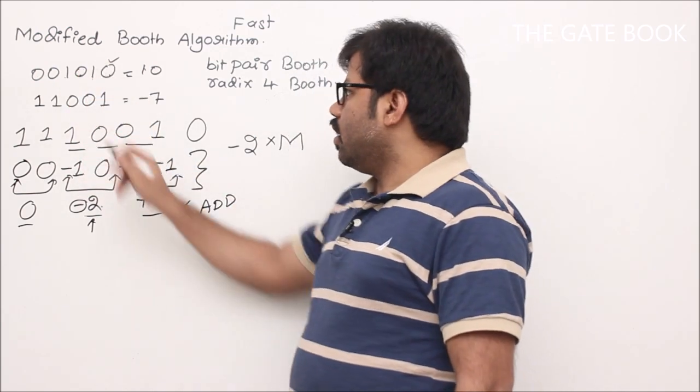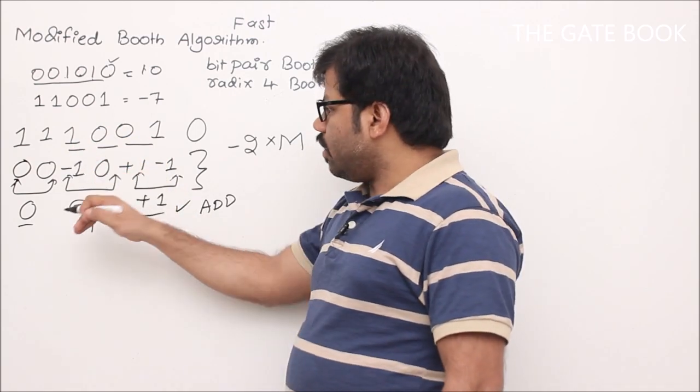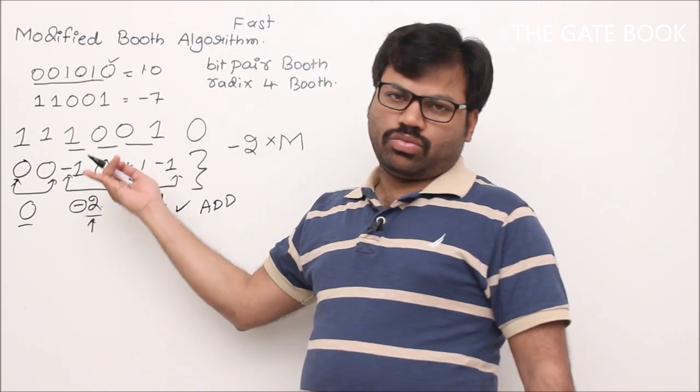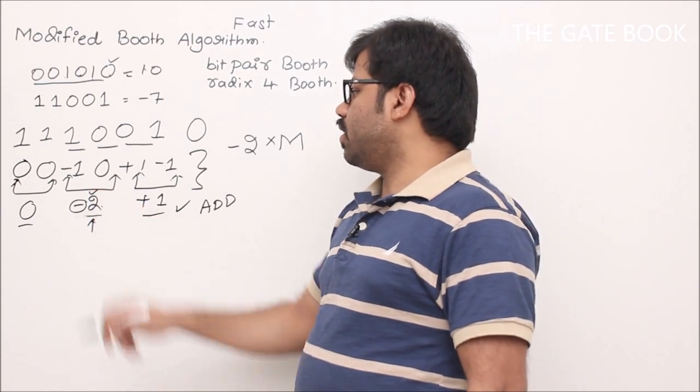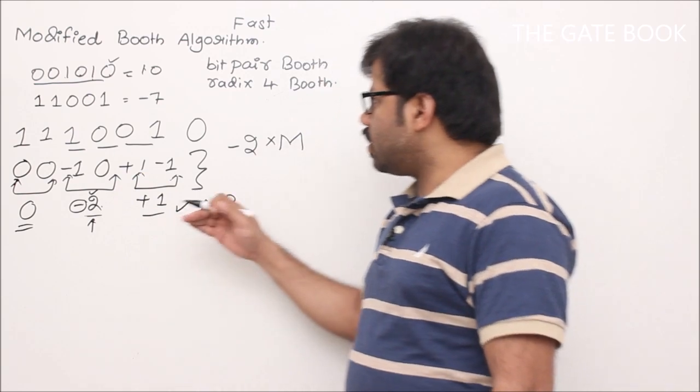You can do one thing. Take this number, do the 2's complementation, then multiply with 2. That's it. Then you can get this effect. Now 0 means no addition, nothing. So let us check it out. Let's try to do that.